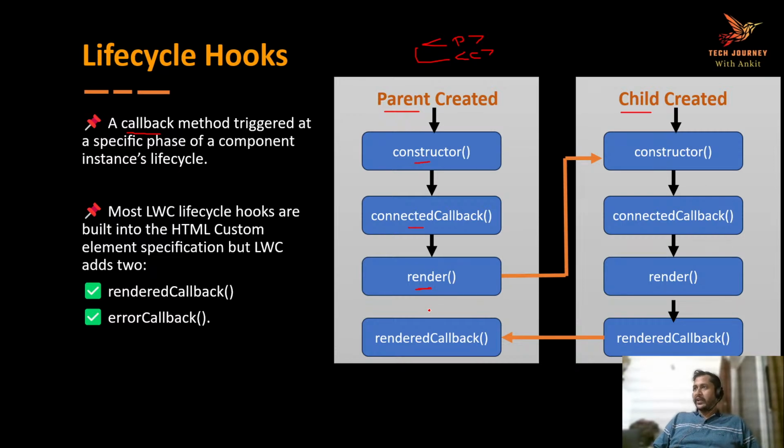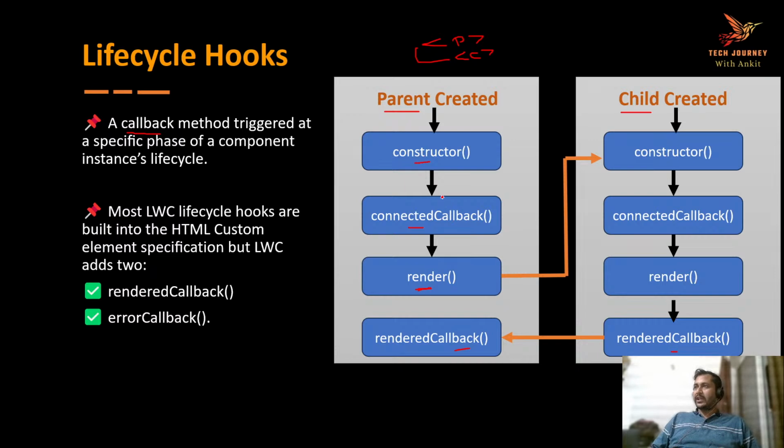One key thing to note here is that we are not invoking the renderedCallback method yet. As soon as the render method is invoked, the control is automatically transferred to the child component. After that, the child constructor will be invoked, followed by the child connectedCallback, followed by the renderedCallback on the child. But the key thing to note here is that on the child component, renderedCallback is invoked first, and after that the control is transferred to the parent component, and on the parent component renderedCallback will be invoked.